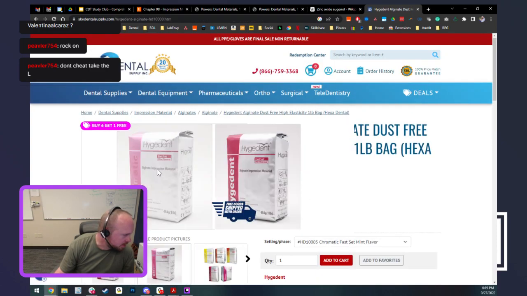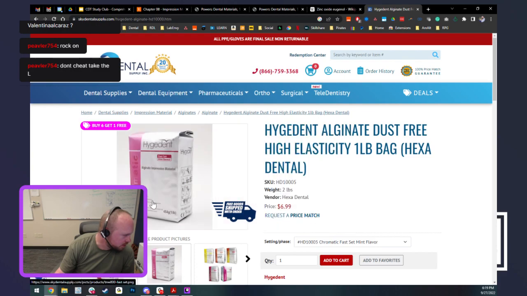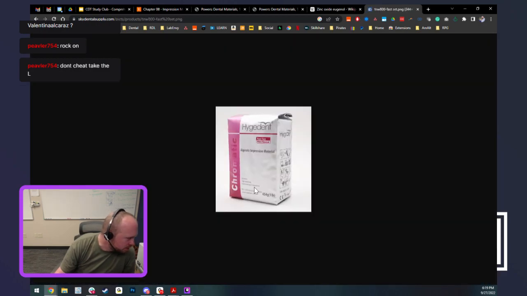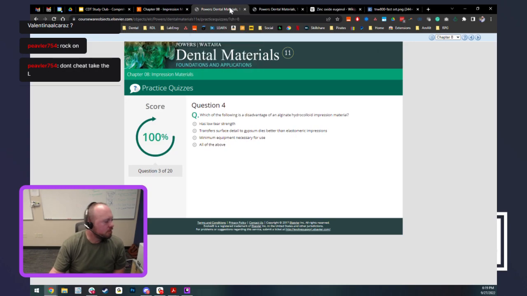This looks like something that would have a good picture. High elastic, improved tear resistant alginate impression material. So, all right, I'm off the races there.